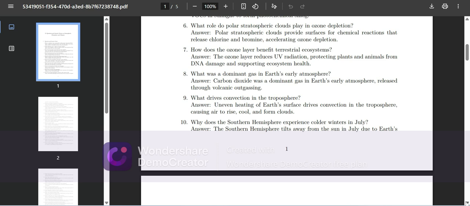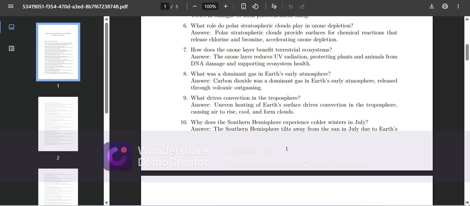What was a dominant gas in Earth's early atmosphere? Carbon dioxide was a dominant gas in Earth's early atmosphere, released through volcanic outgassing.